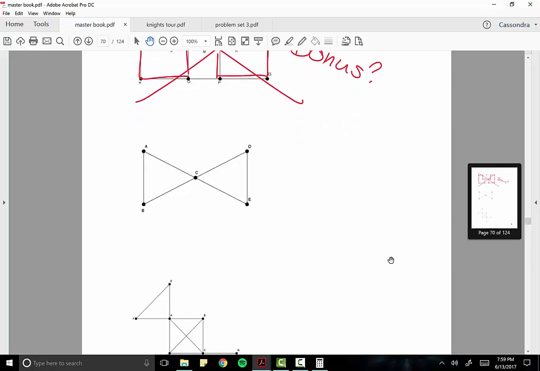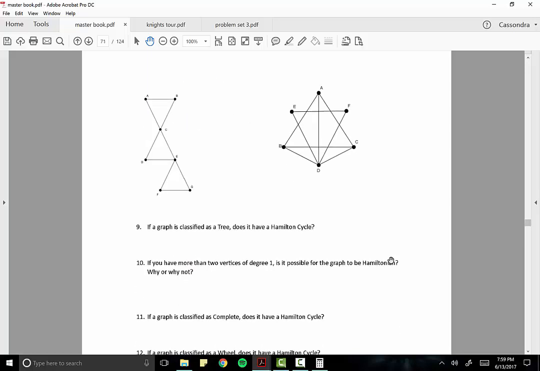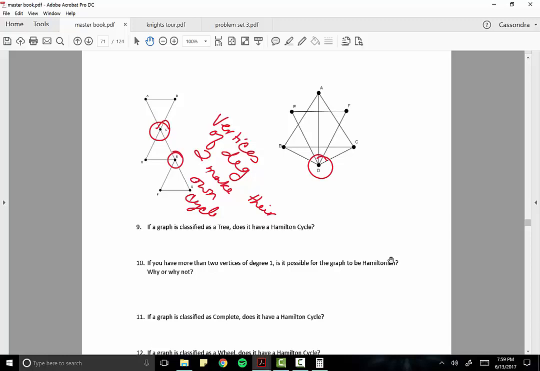But what you will see is this bow tie point. These bow tie points. What's happening here is that the vertices of degree 2 make their own cycle. That's actually a bow tie point. If you flip down the triangle EFD below it, you would see that. So now let's look at these questions.